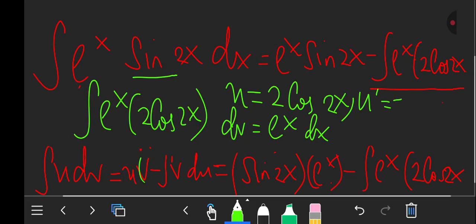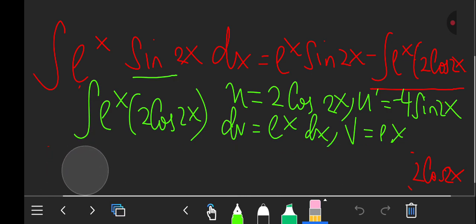Then we start by differentiating 2x, and that will give us 2. So 2 multiplied by the 2 in front there will be 4. So now the derivative of cos 2x is negative sine 2x. So this will be our derivative. Then here we integrate e to the power x, which will just be e to the power x.